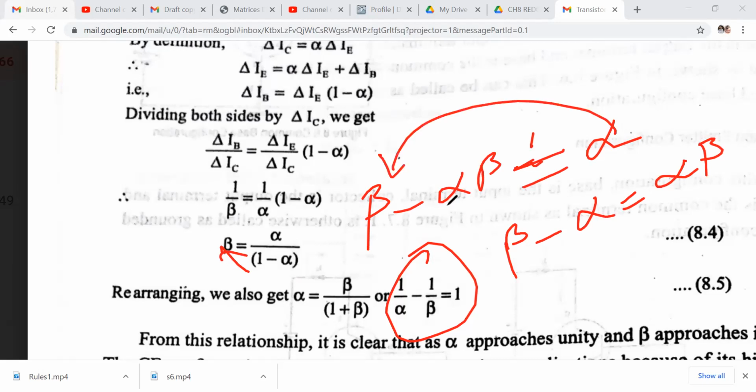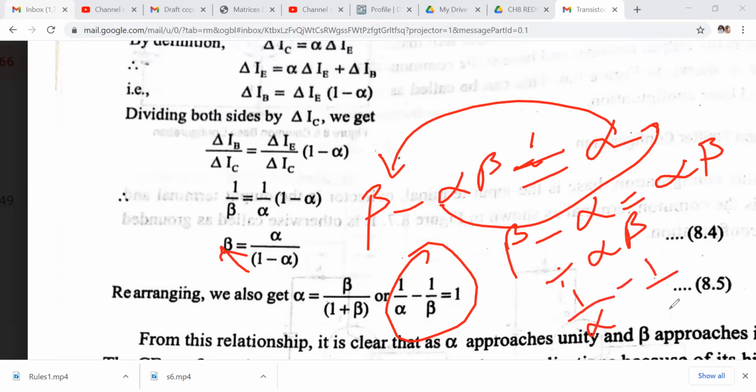This alpha will come to this side. Correct. Now divide everything by alpha beta. You get 1 by alpha minus 1 by beta is equal to 1. Correct or not? Correct. Is it easy or difficult? Easy. Now can you fill 3 pages or 4 pages? Yes, sir. So you're the future story writer in movies.